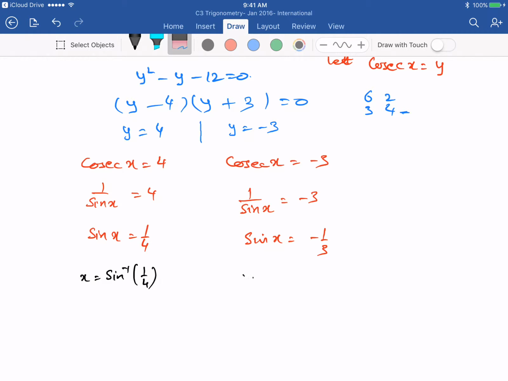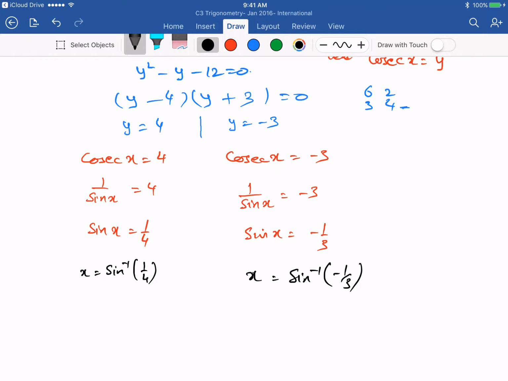To work out the value of x, we need to do the inverse sine of a quarter. So here, just use your calculator. Shift sine inverse of a quarter gives me 14.48, so my x value is equal to 14.48. That's the first one. And if I use the other one, which gives me negative 19.47.